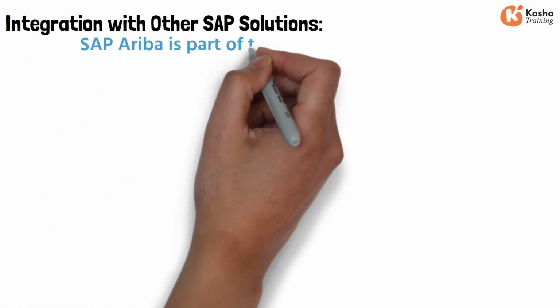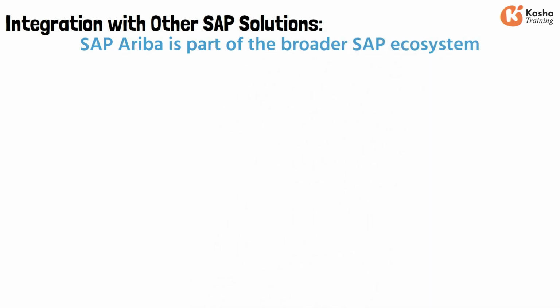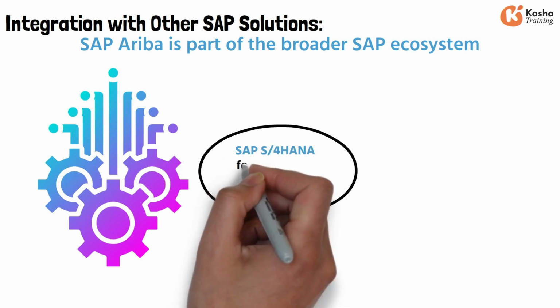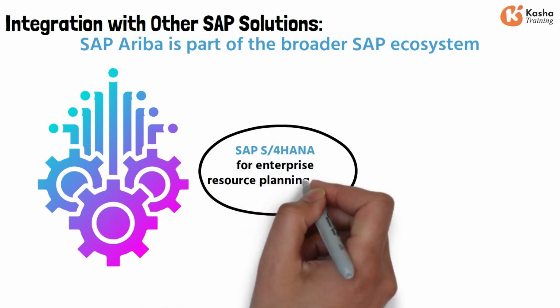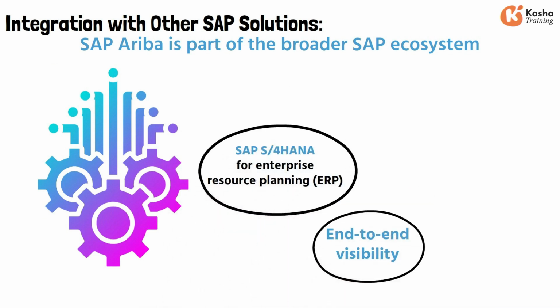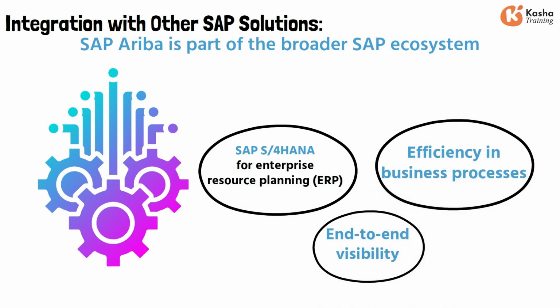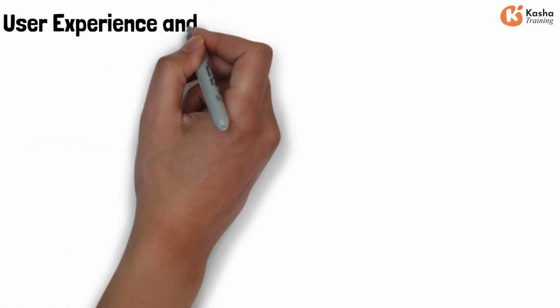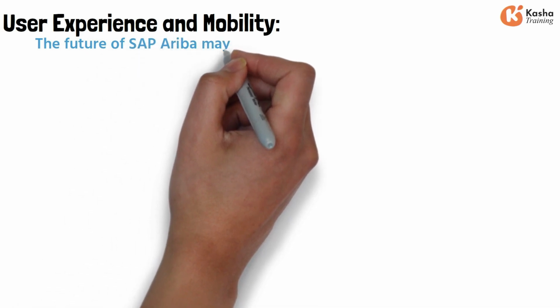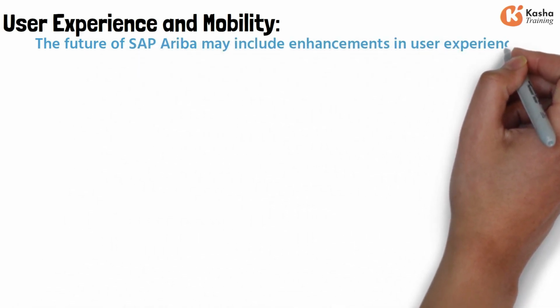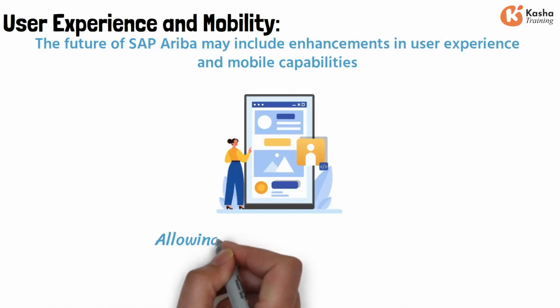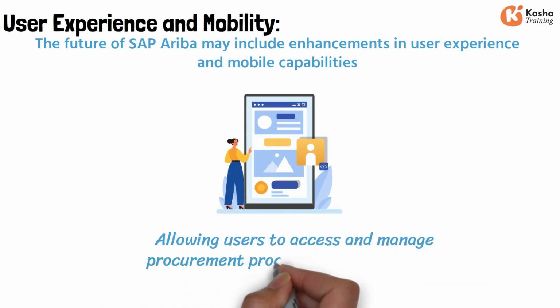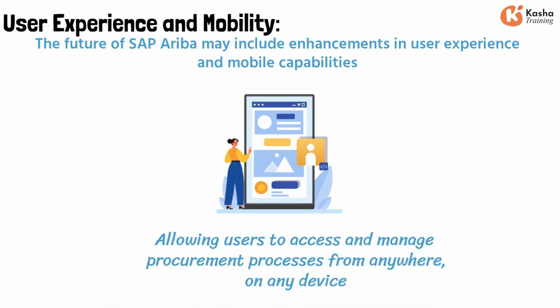Integration with other SAP solutions. SAP Ariba is part of the broader SAP ecosystem. Integration with other SAP solutions, such as SAP S/4HANA for Enterprise Resource Planning, ERP, can provide end-to-end visibility and efficiency in business processes. User experience and mobility. The future of SAP Ariba may include enhancements in user experience and mobile capabilities, allowing users to access and manage procurement processes from anywhere, on any device.